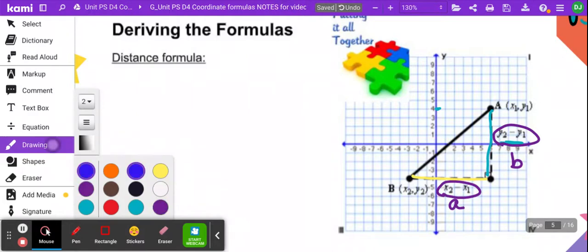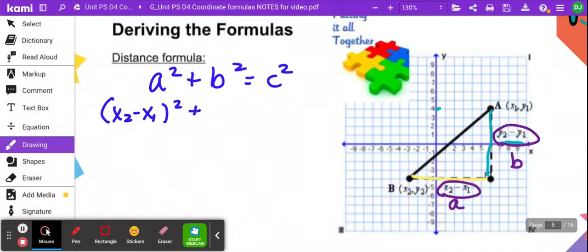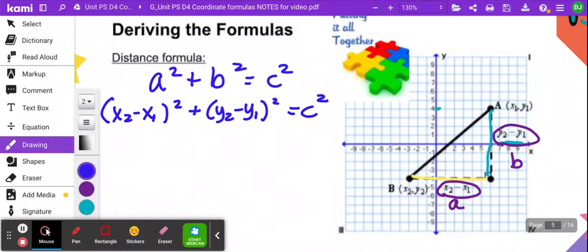So let's look at that in A squared plus B squared equals C squared. Okay, so again, I'm going to replace A squared with, again, pretend I don't have graph paper and I'm not going to count. All right, there we have that. And then my B squared is going to be my difference in the y's equals C squared.